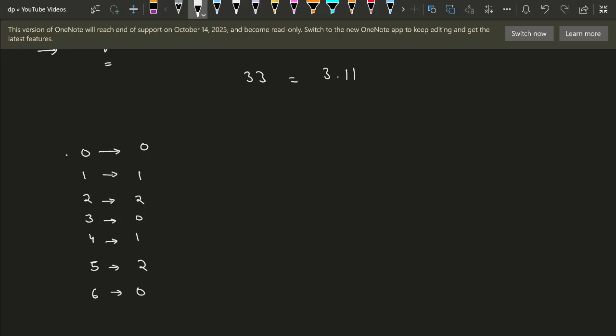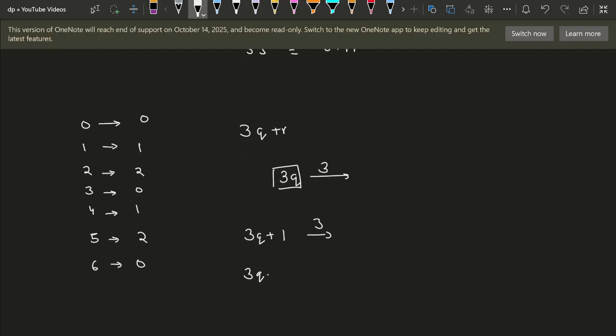The pattern is that numbers of the form 3q plus r repeat. So numbers of form 3q will repeat after every 3 numbers. The numbers of 3q plus 1 will also repeat after every third number. If we try to place these on the number line, every third number will be of this form. 3q plus 2 will also repeat. So for example, let's say 2, it's of the form 3q plus 2. If we add 3 to it, we get another number of the form 3q plus 2, which is 5.